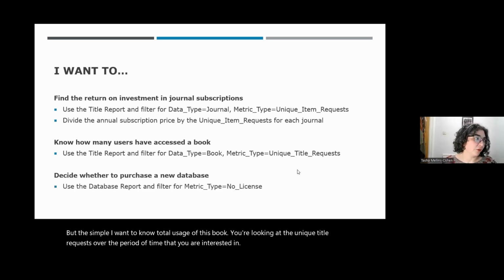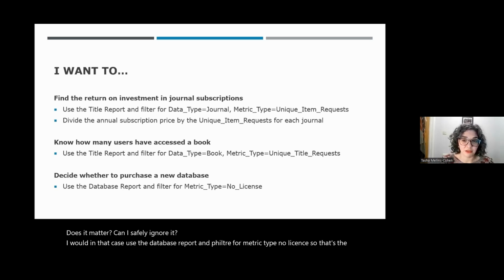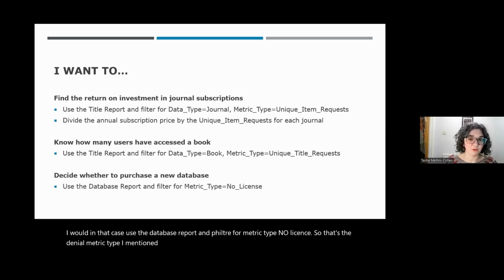And the third very common one: should I subscribe to this database? Does it matter? Can I safely ignore it? I would, in that case, use the database report and filter for metric type no license. So that's the denial metric type that I mentioned earlier for you don't have a subscription here at all.